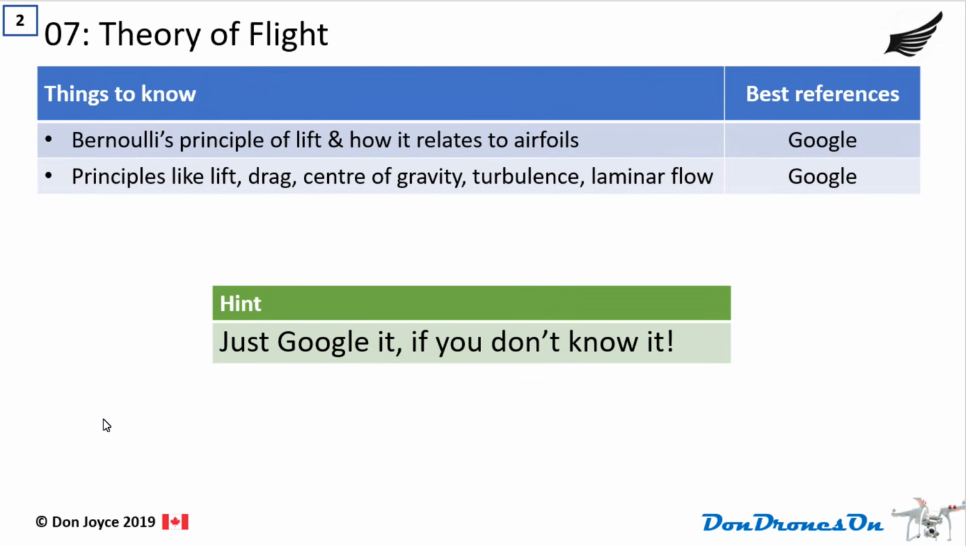Knowledge area number 7 is reasonable, but very peculiar. You're expected to understand Bernoulli's principle, which of course is the fundamental reason why any of this stuff works in terms of lift, how it relates to airfoils. You might be asked to define certain parts of an airfoil, and principles like lift and drag and center of gravity, turbulence and laminar flow.